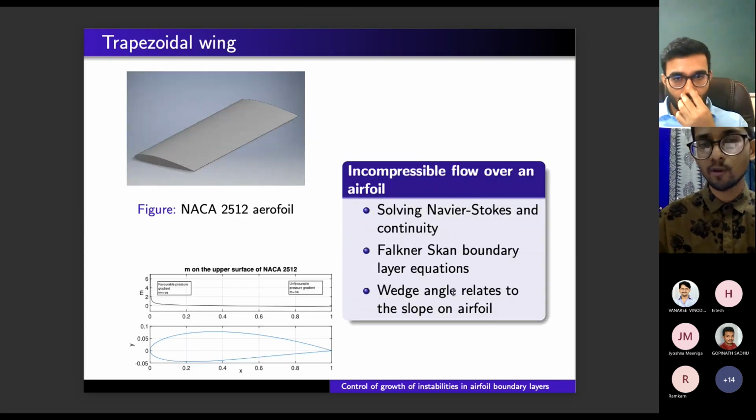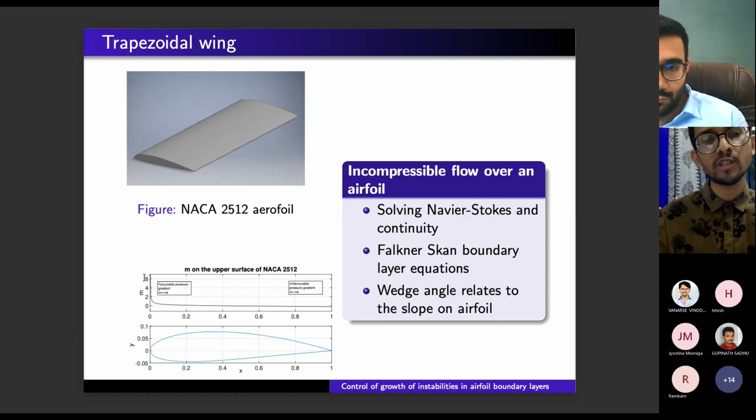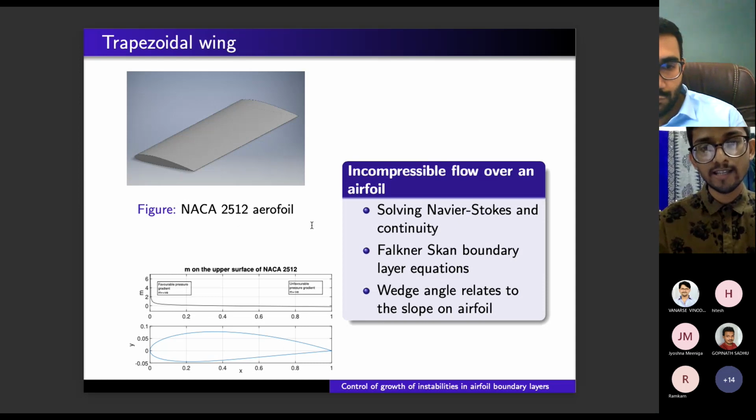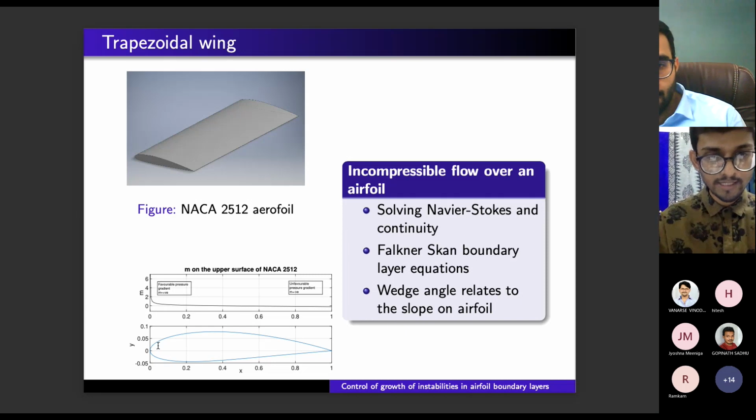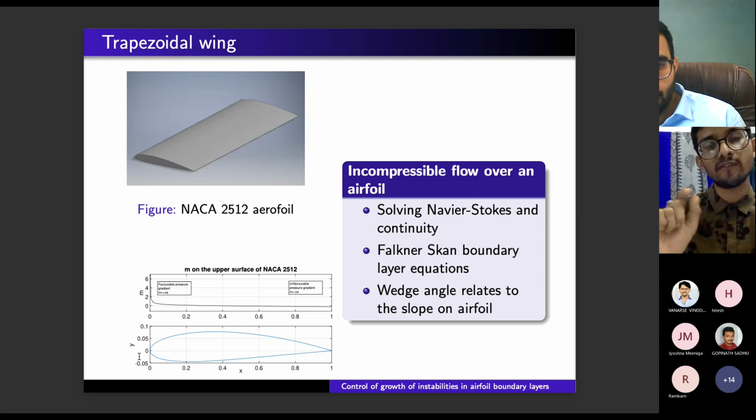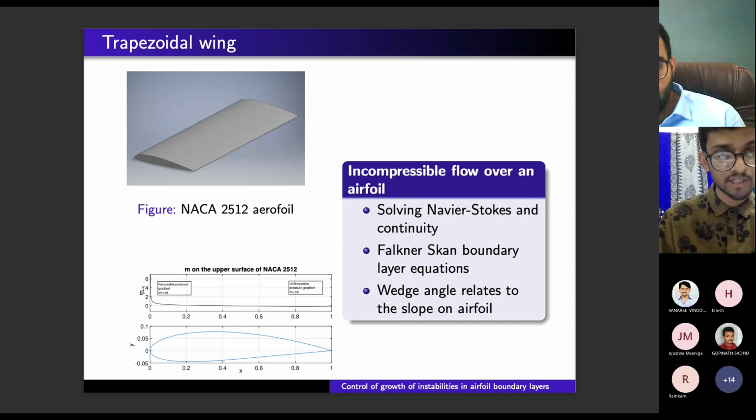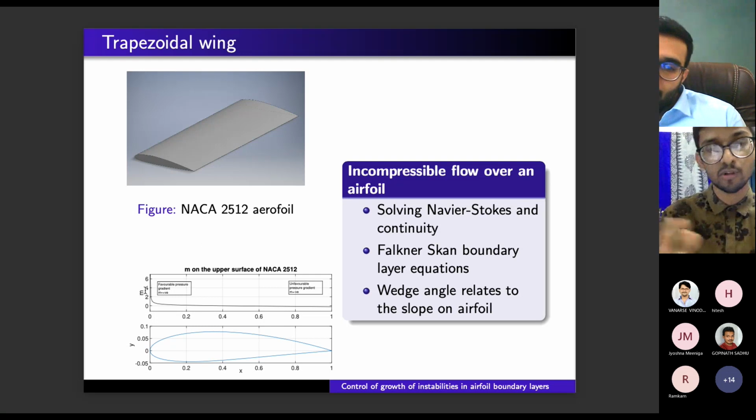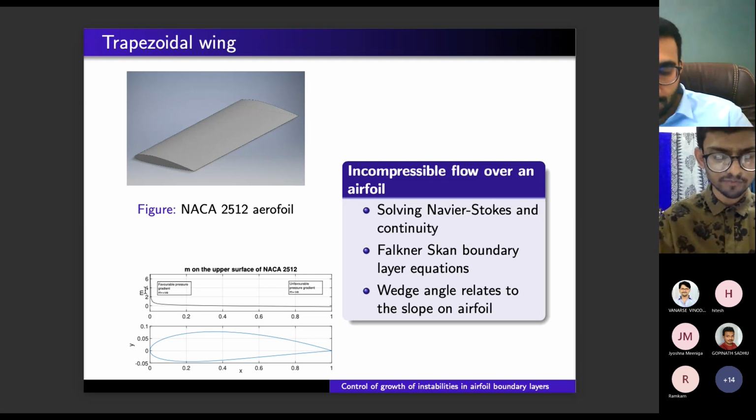So coming back to the base flow, we have an airfoil. We chose a NACA 2512 airfoil. This is just a random, ad hoc choice. This method works very well on any other sort of airfoil. To obtain the base flow, as you can see in the figure, we choose different locations on the upper surface of the airfoil, and then we draw tangents at each of these locations. And then we have the slope m, the distribution of the slope m for different tangents at different locations.